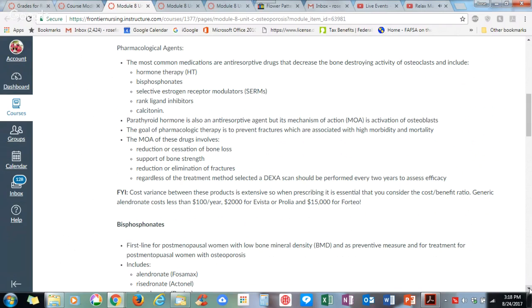elimination of fractures. Regardless of the treatment method selected, a DEXA scan should be performed every 2 years to assess efficacy. FYI, cost variance between products is extensive, so when prescribing, it is essential you consider the cost-benefit ratio. Generic alendronate costs less than $100 a year, $2,000 for Evista or Prolia, and $15,000 for Forteo.